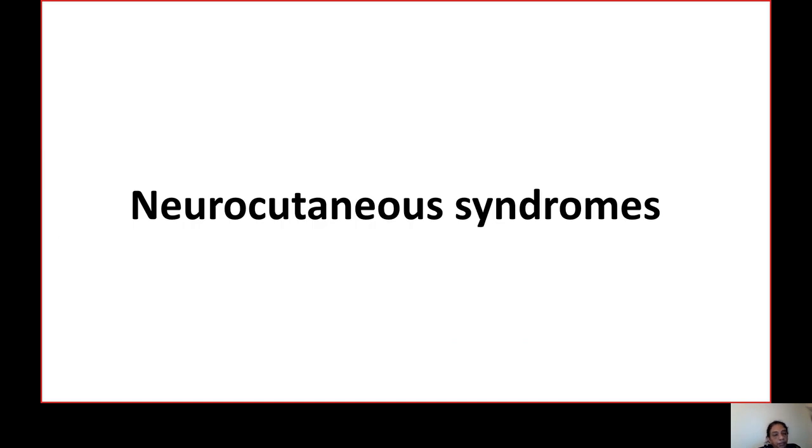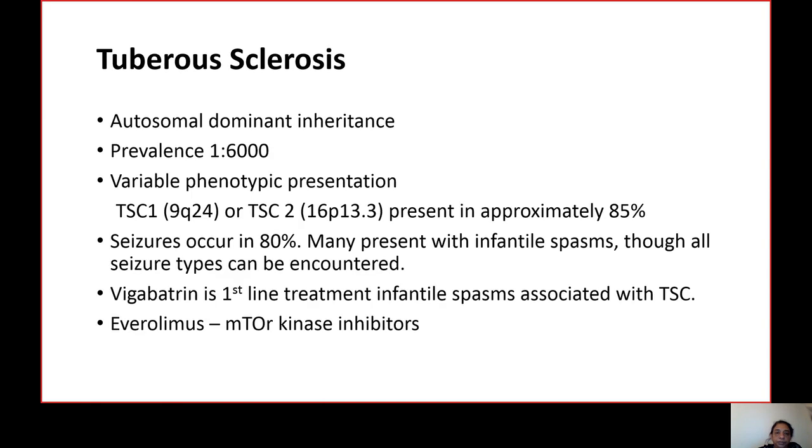So I'm just not going to talk about the cases again, but I thought I would just highlight the other things on neurocutaneous syndromes, which is again an important entity when we talk about intractable epilepsy. We know that tuberous sclerosis is one such thing that you have to know. As a pediatrician, this is something that you should not miss. It's autosomal dominant, and prevalence is not very common, about one in 6,000. Variable phenotypic presentations are seen.